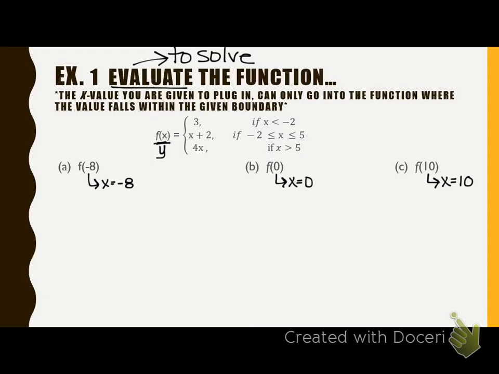All right? The first boundary, the first function, is f of x equals 3, right? The boundary is right here. So the question is, we plug in negative 8. Is negative 8 less than negative 2? Yeah. So we can plug negative 8 into the first function. So let's bring it down. What is the function we're bringing down? F of x equals 3. Okay, now we'll come back to it.